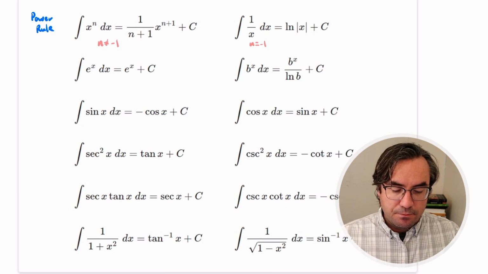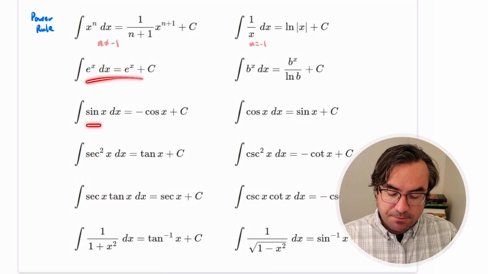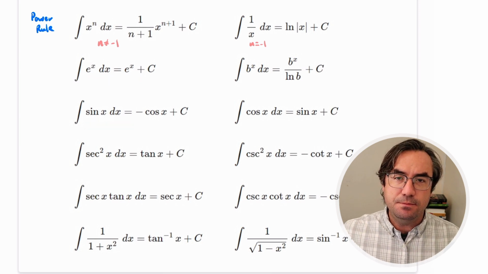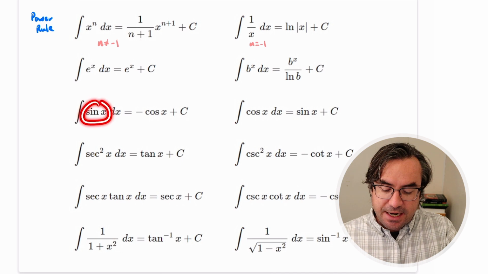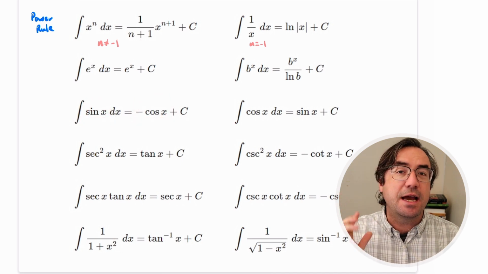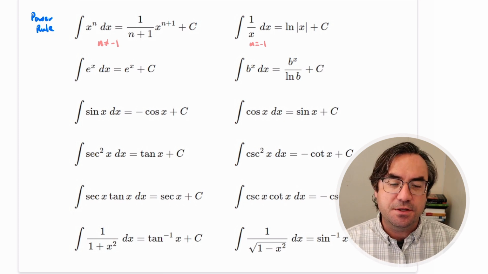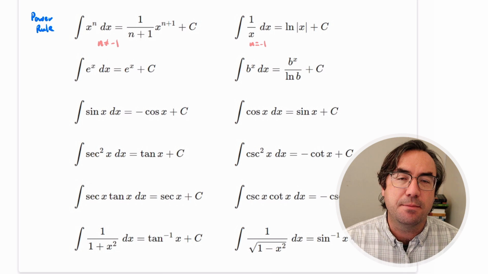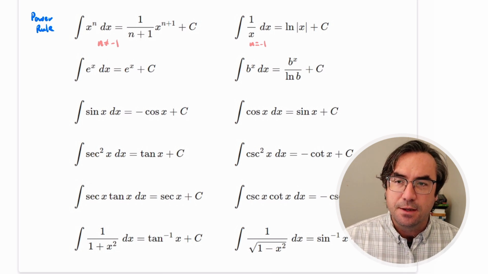So what I would recommend, write up some 3x5 cards, put sine x on one side, negative cosine x on the other side, and then you can quiz yourself on what's the function and what's the antiderivative.